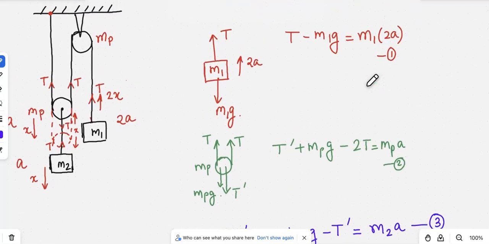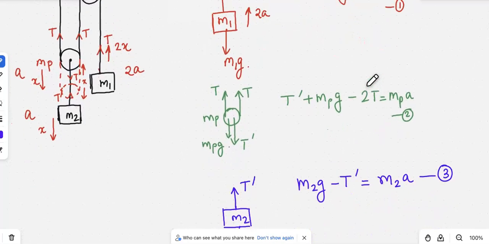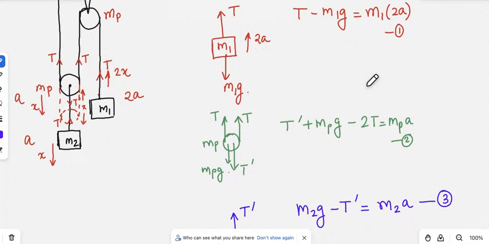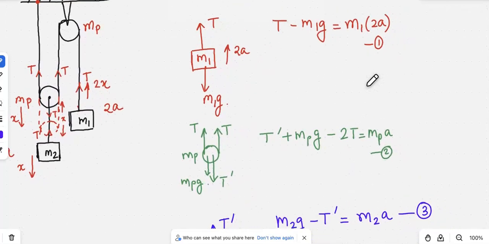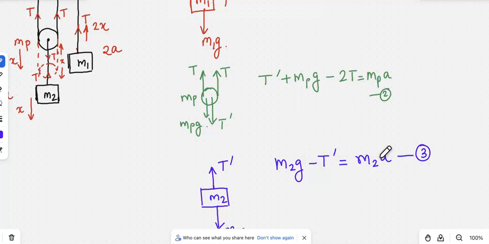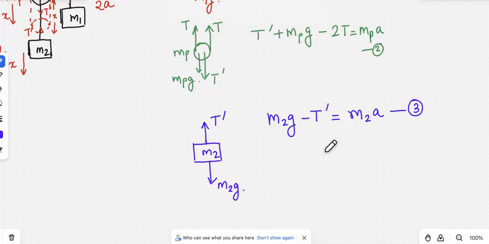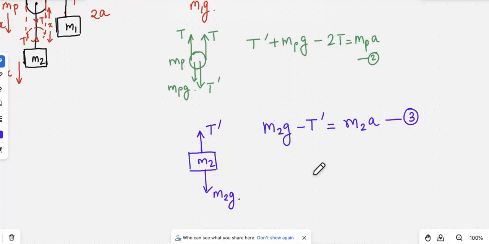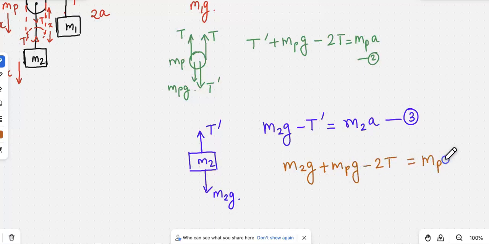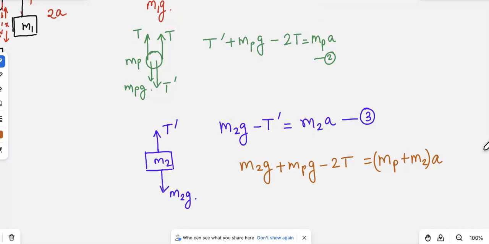Now we have to eliminate the tensions to get the acceleration in terms of m1, m2, mp and g. So how to eliminate the tensions? You can see from here, if I add the second and third equations, I can eliminate T dash altogether. So let me add these two equations. You will get m2g plus mpg minus 2T is equal to mp plus m2 times a. This is the equation.